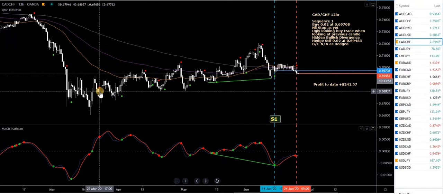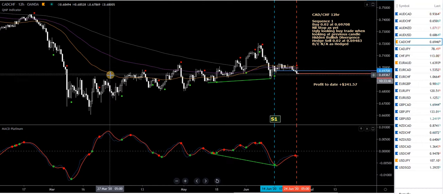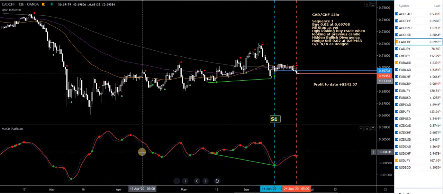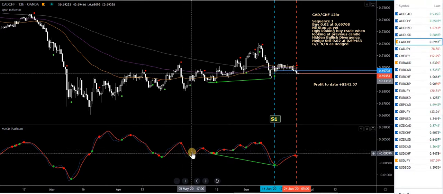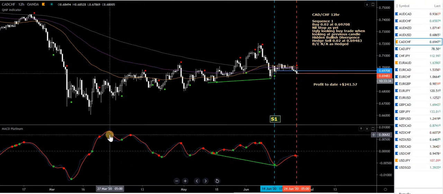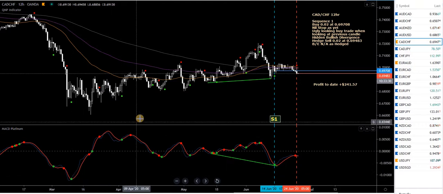It's just a basic 12-hour candle chart with 3 moving averages, the 240 LMA, 100 EMA, 50 EMA. This indicator here is called the MACD Platinum, which is a zero lag MACD. It just oscillates around the zero level, which is this dotted line. Generally, when it's above the zero level, I'm looking to sell. When it's below the zero level, I'm looking to buy.